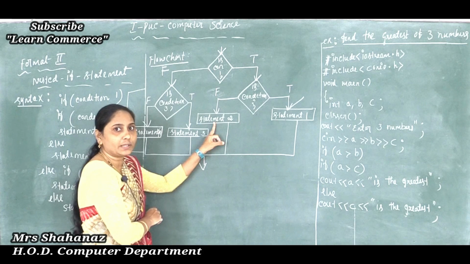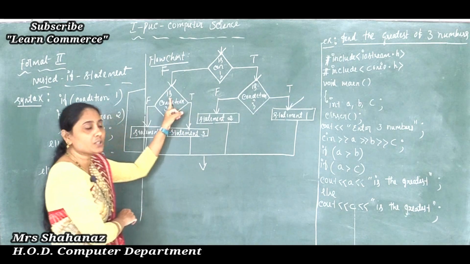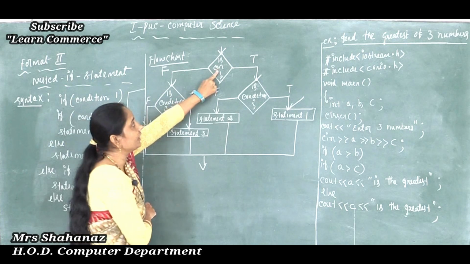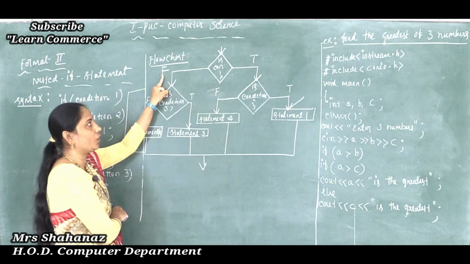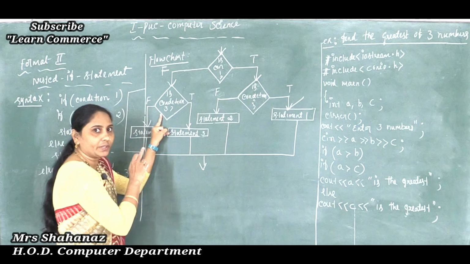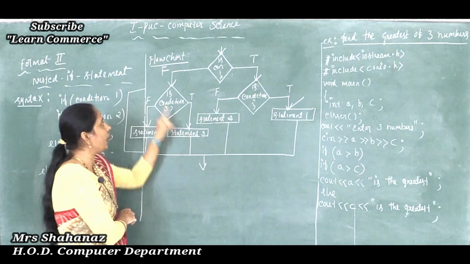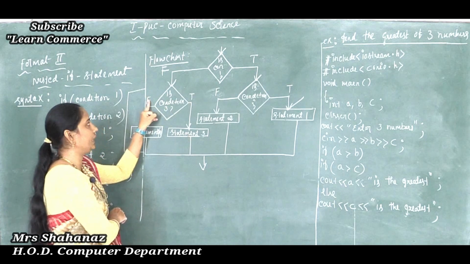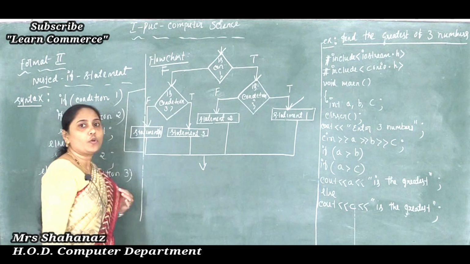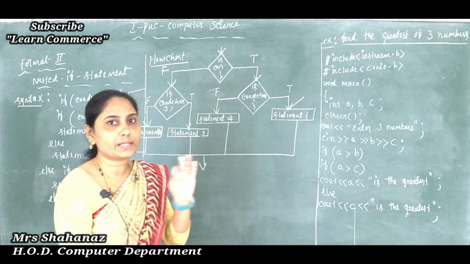Now after that, we are going to select condition 3, because we can say that condition 1 is false. If condition 3 is true, then statement 3 is going to execute. Otherwise, if condition 3 is false, statement 4 is going to execute. So this is the working of our second format.